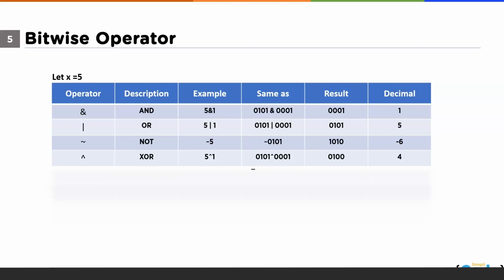So here you can see how the decimal number first changes to a binary number. Suppose we have x as 5. Here you can see x is first changed to a binary number. This is the binary equivalent of 5, and 1 is also changed to a binary number, and finally the result, whatever result we get, is changed to a decimal number. So that's how bitwise operators work. Let's take an example of bitwise operators.